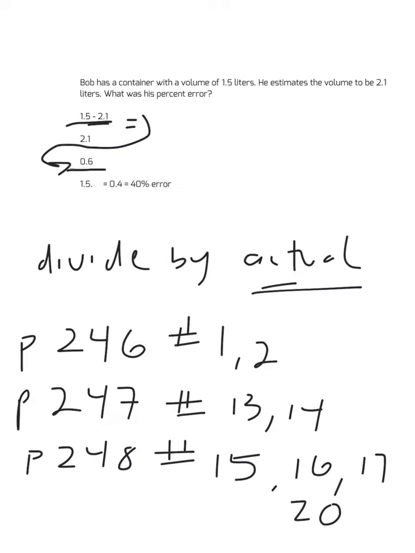In this example, Bob has a container. The volume is 1.5 liters, which he doesn't know. He estimates the volume to be 2 1/10 liters. And what is his percent error?